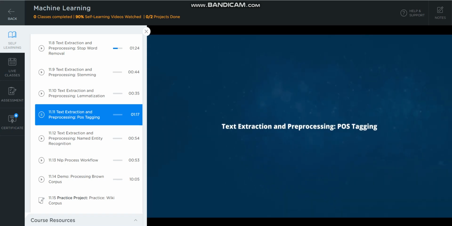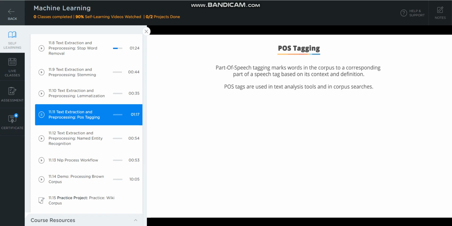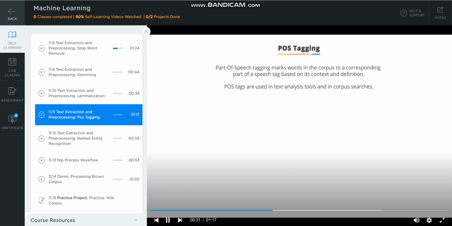Text extraction and pre-processing: POS tagging. Let's now look at different part-of-speech tags available in the Natural Language Toolkit library. A POS tag is a special label assigned to each token or word in a text corpus to indicate the part of speech and often also other grammatical categories such as tense, number, either plural or singular, case, etc. POS tags are used in text analysis tools and algorithms and also in corpus searches.